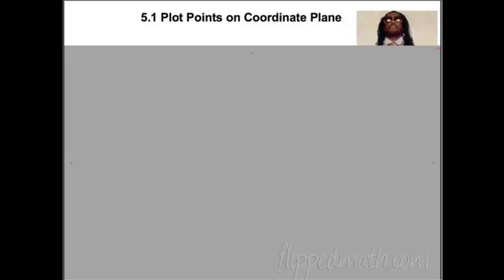5.1. That's right, Will. This is section 5.1. Alright, I got you. 5.1. Alright, let's get ready. 5.1 plot points on the coordinate plane.